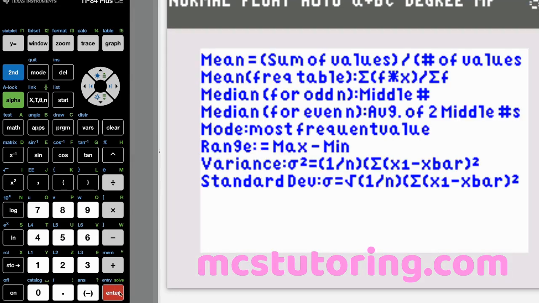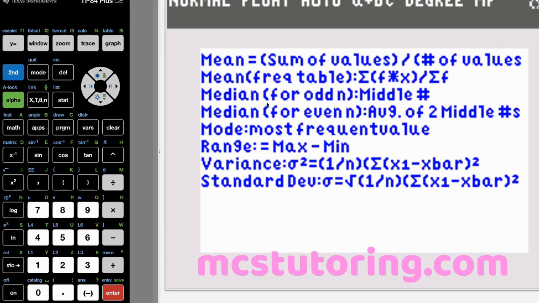So in descriptive stats, basically the first thing, we've got the mean is the sum of values over, and this is, I know it's a hashtag for the young gen, but this used to be number or pound. So we're going to do number values. So sum of values over number of values. The mean from a frequency table is sigma. Now this Greek letter sigma means sum, so it's sum of f times x divided by the sum of frequencies, and x is meaning the specific value.